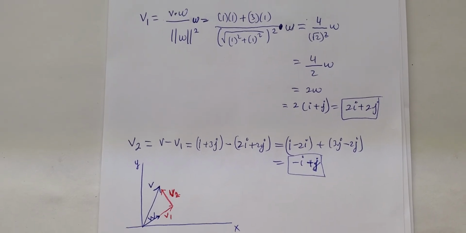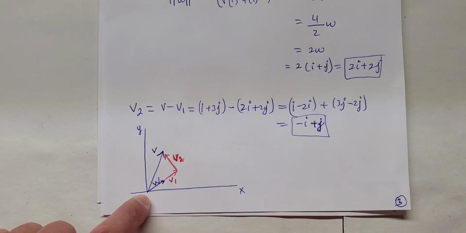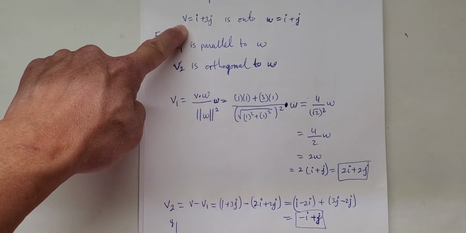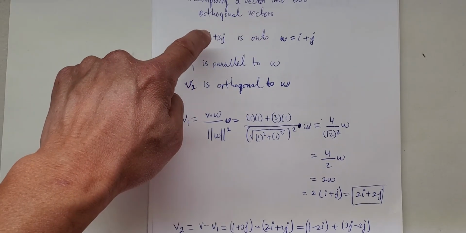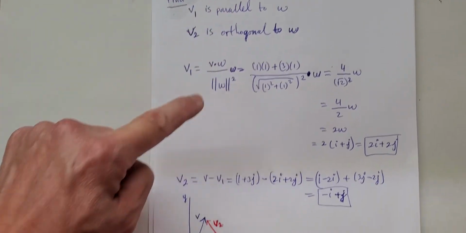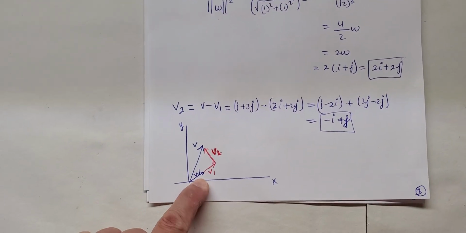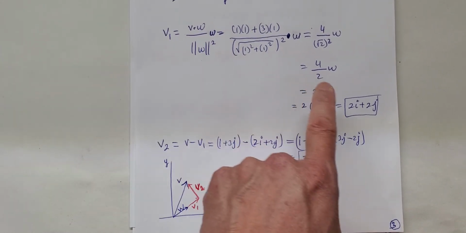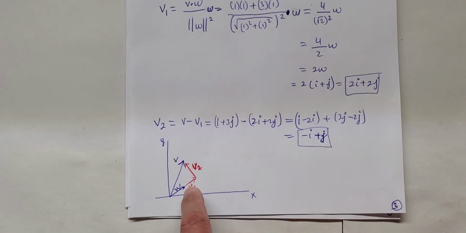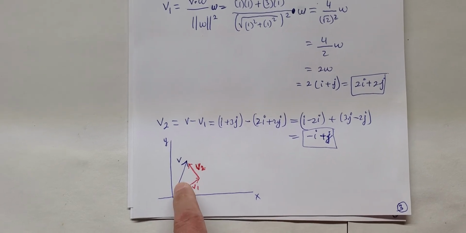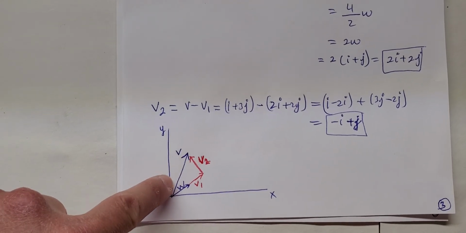Let me go back and give you a graph so that you can see, and hopefully the graph helps you to understand better. Here's V1, right there. The original vector is right here. W is right here. Now V1, that's what we just found, is in the same direction and parallel to W. And then V2 is perpendicular to W.